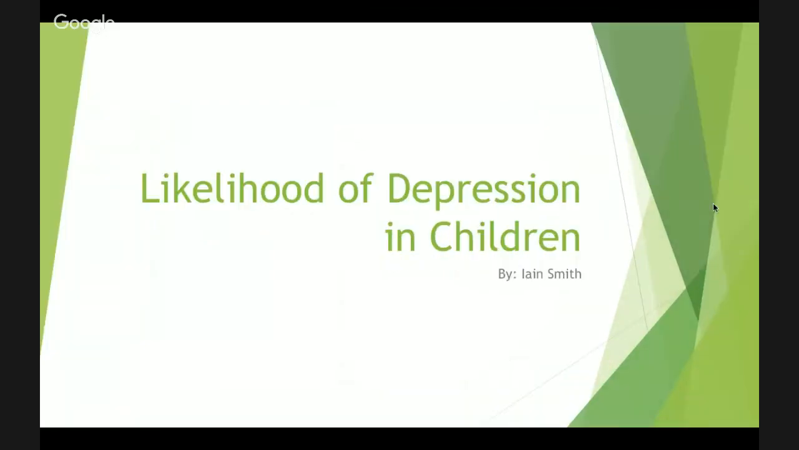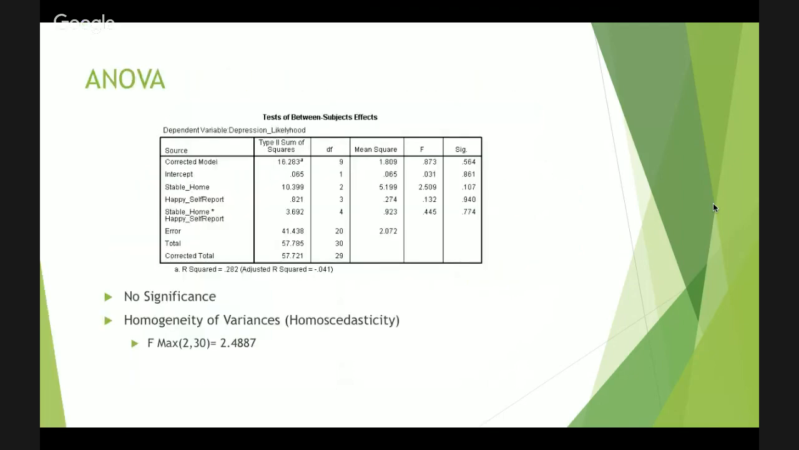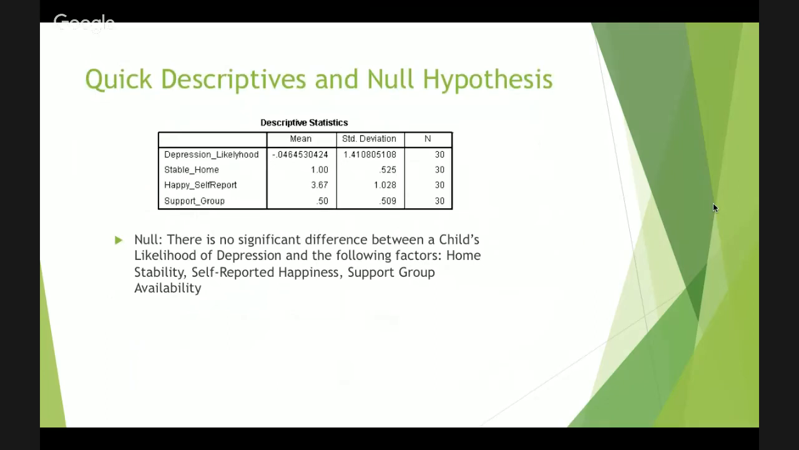Good afternoon, everybody. I am going to go over the general linear model, looking specifically at ANOVA and regression, and we are using that to study depression in children and the likelihood of depression in children specifically. And we're using it through three different factors. We're looking at it through covariates. We're looking at home stability, self-reported happiness of the child, and support group availability.